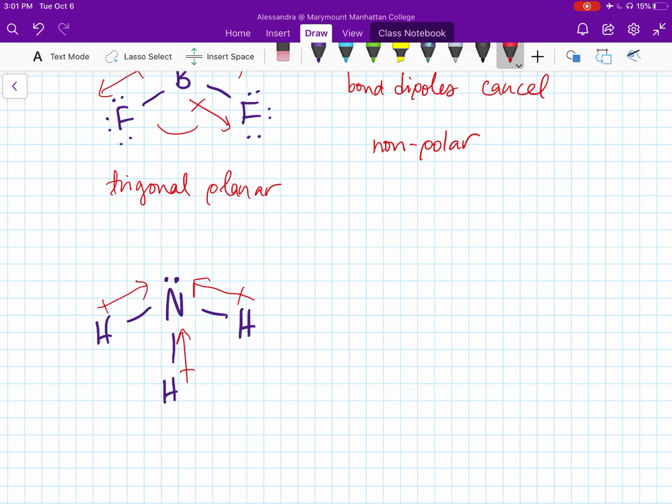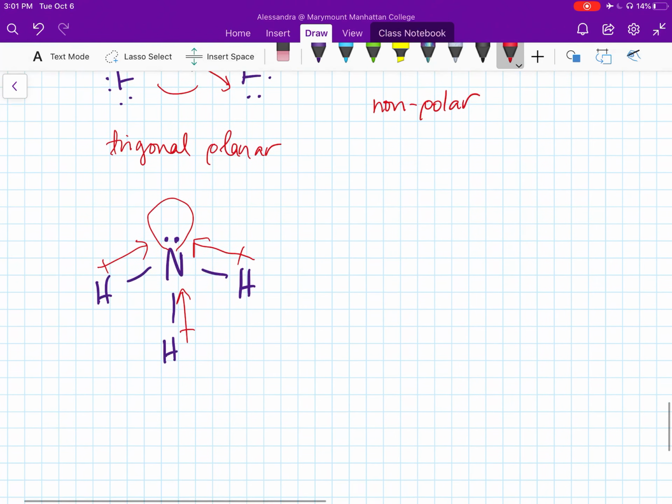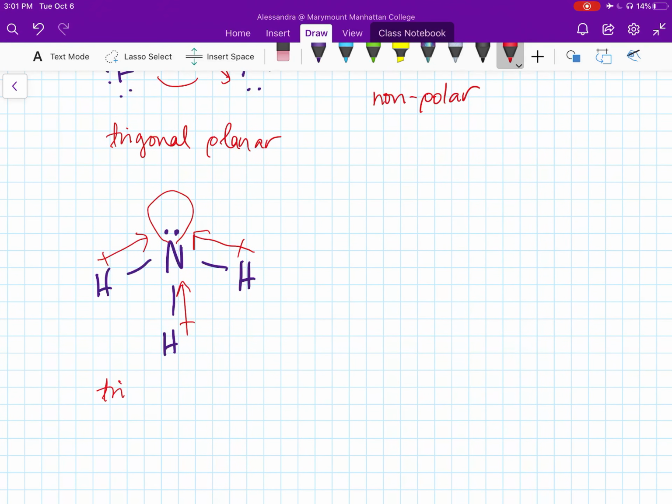So here nitrogen has a substituent number of 4, but it also has this lone pair occupying space above the nitrogen where I've drawn it here. So this is not going to be a trigonal planar structure. It's going to be a trigonal pyramid. And the bond angles are going to be slightly less than 109.5 degrees. And what that's going to do is give it an asymmetrical charge distribution.